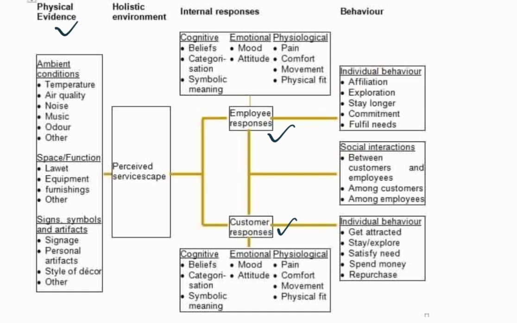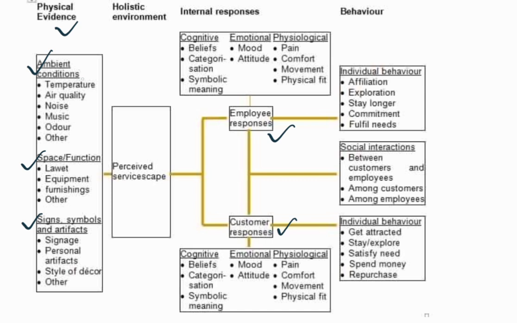So let's talk about the first point, physical evidence. Now, this initial box outlines the observable, tangible elements that make up the service environment. These are divided into three categories: ambient conditions, space or function, and signs, symbols, and artifacts.